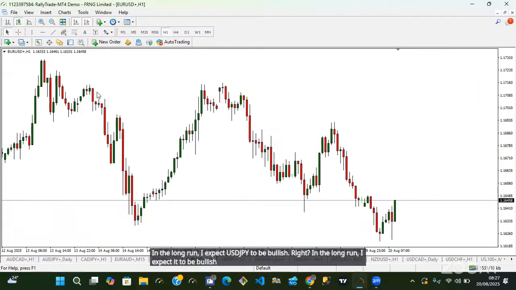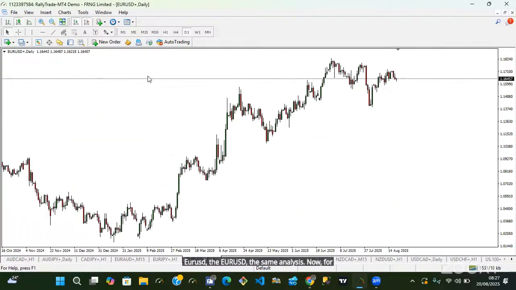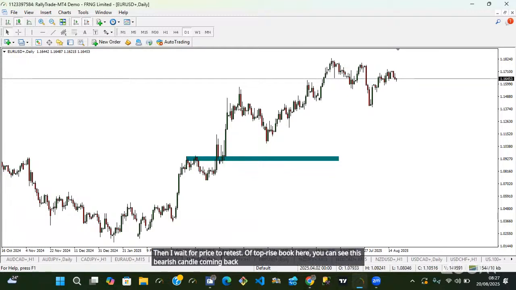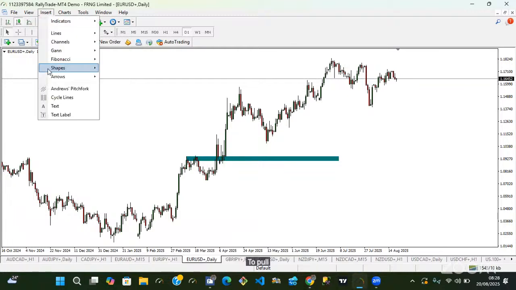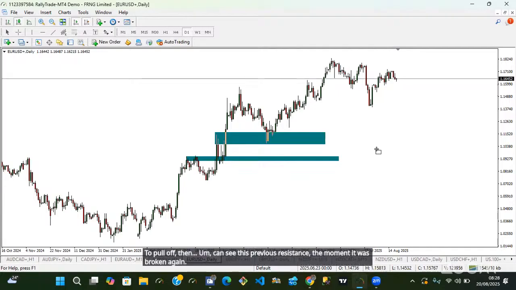Now, Euro USD, the euro dollar, the same analysis. For the euro dollar, it looks clearer. What do I mean? I look for previous areas like this where price has broken. Then I wait for price to retest. After price broke here, you can see this bearish candle came back to retest, to pull off. Then you can see this previous resistance. The moment it was broken again, price came back all the way to retest.